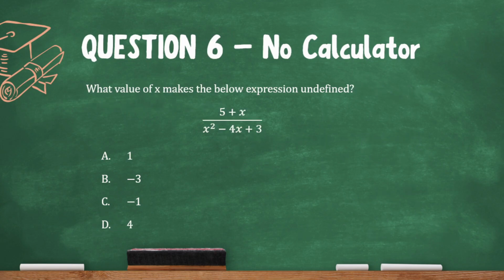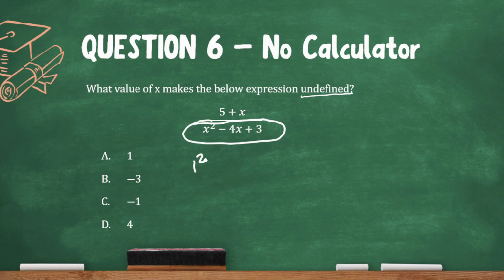Number 6, what value of x makes the below expression undefined? Okay, if we're looking at a fraction and we want to find what's undefined, it's whatever makes the denominator 0. So we're looking at the bottom of our fraction here, and we want to know what makes that equal to 0. So instead of factoring out this quadratic, let's just substitute each of the answer choices in here and see which one makes the expression equal to 0. So let's start with 1.